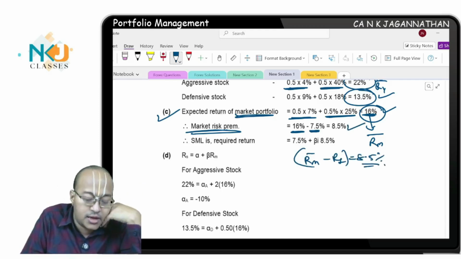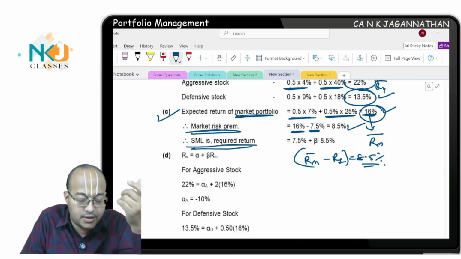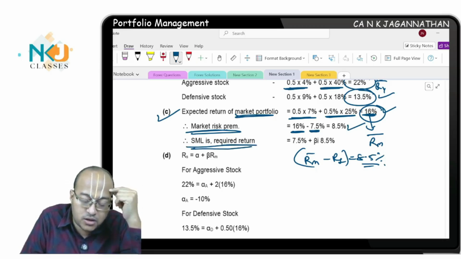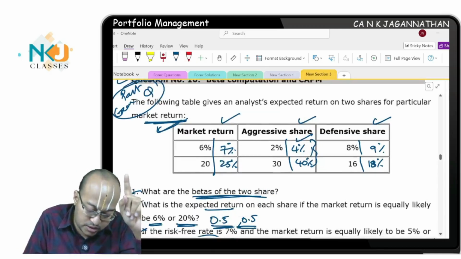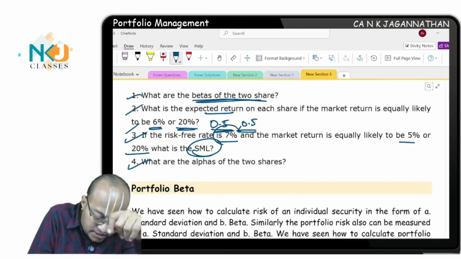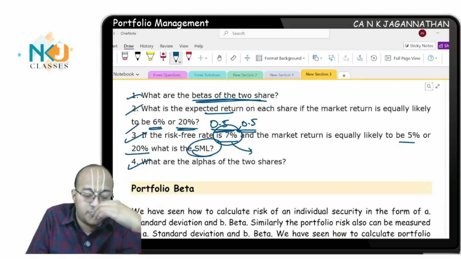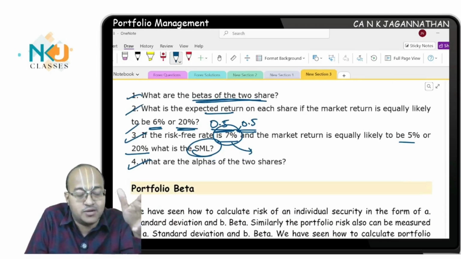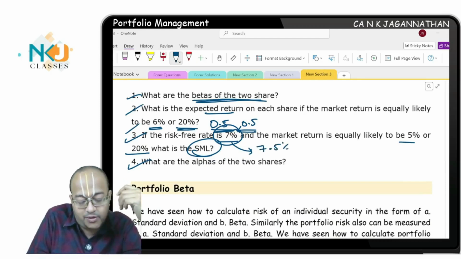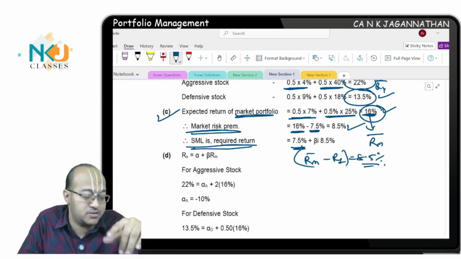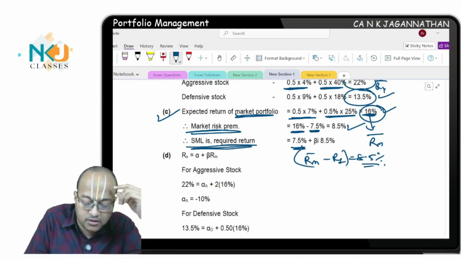SML is the required rate of return. One more thing: in this question the risk-free rate is 7%, that is a change. The institute has changed the numbers and asked the question in the same way. In the study module it is 7.5%, that's why they have taken 7.5% there. Don't get confused. So the SML gives the required rate of return.